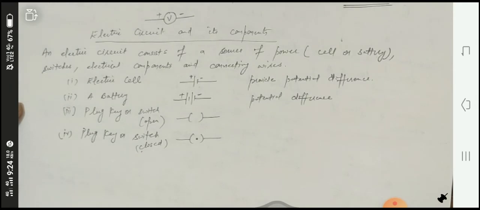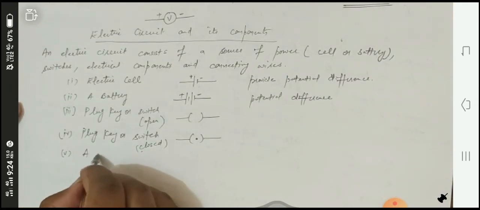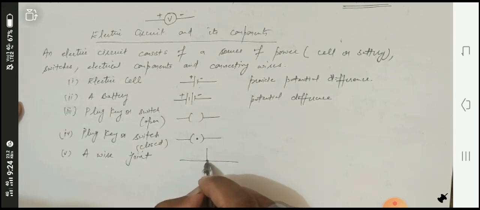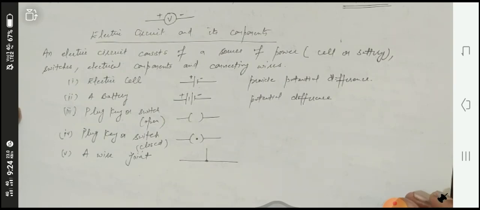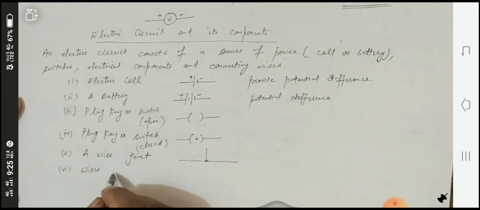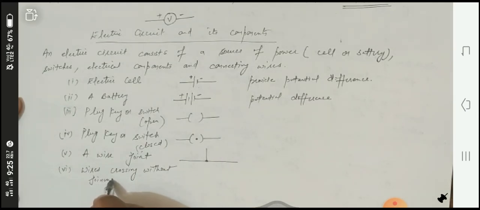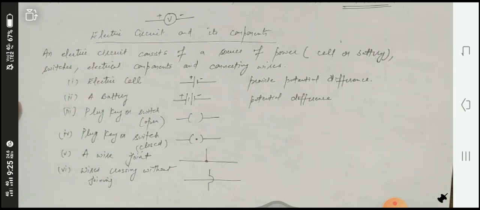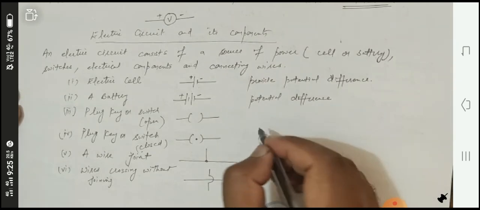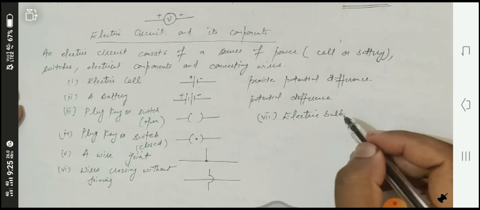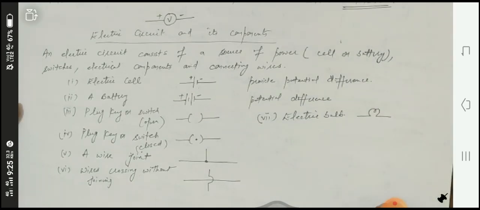Now, the fifth one is a wire joint. Means two wires are joined. This is how you can represent a joint wire. Next one is wires crossing without joining. Means the wires are not joining, they are just crossing. They are not joined. Next is electric bulb. It is represented by this symbol.